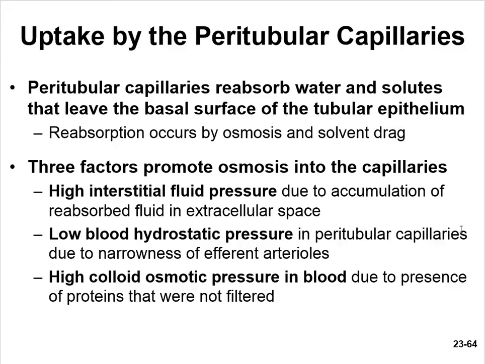Low blood hydrostatic pressure in the peritubular capillaries due to the narrowness of the efferent arteriole. Remember, water would like to go from high pressure to low, considering its own self. So it'll go from where it's high in the interstitial fluid in the tubule to where it's low in the blood. And then high colloid osmotic pressure in the blood with the proteins there. Remember, those proteins were not filtered out in the glomerulus. So again, high osmotic pressure there. That also draws water back in.